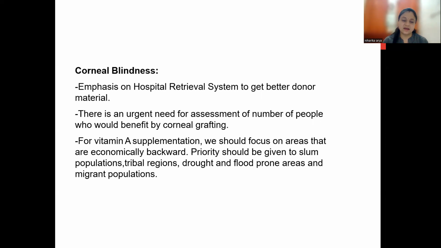Corneal blindness: emphasis on the hospital retrieval system to get better donor material. There is an urgent need for assessment of the number of people who would benefit from corneal grafting. For vitamin A supplementation, we should focus on areas that are economically backward. Priority should be given to slum populations, tribal regions, drought and flood-prone areas, and migrant populations.